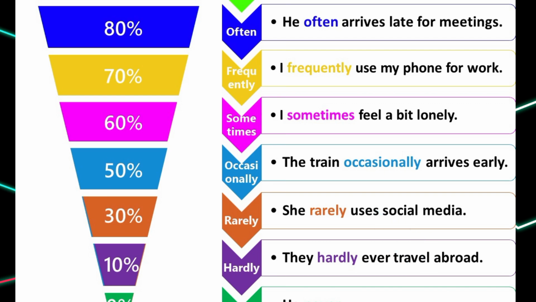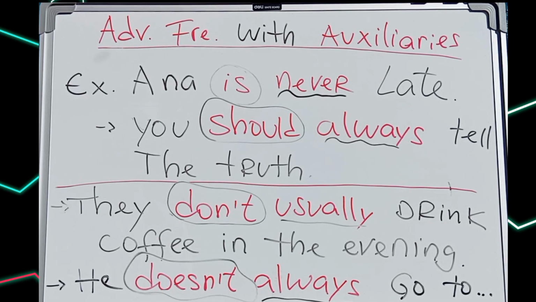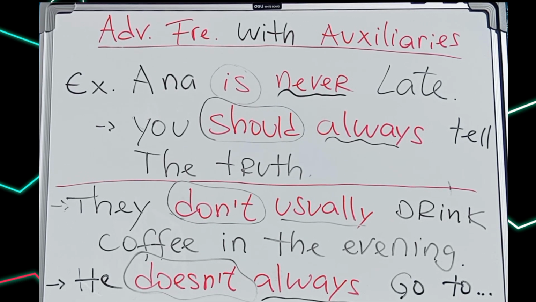Okay, now I need you to pause the video and read all these examples I gave you. Then write your own examples. You can write maybe 5 sentences using adverbs of frequency in the right position. Then continue the video.